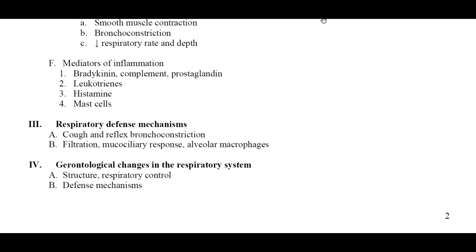When it comes to defense mechanisms, cough and laryngeal reflexes are less effective, the ciliary action decreases, and as we age, there is a higher risk for aspiration and infection.